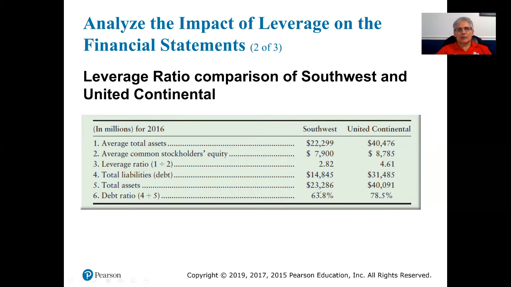Total assets for this period of time is 23,286. This must be for 2016. So 23,286 versus 40,091. And so now the debt ratio, which is 4 divided by 5, is 63.8% and 78.5%. So you can see, relative to Southwest, United Continental has a higher debt ratio. Therefore, that means that they have a higher leverage ratio.